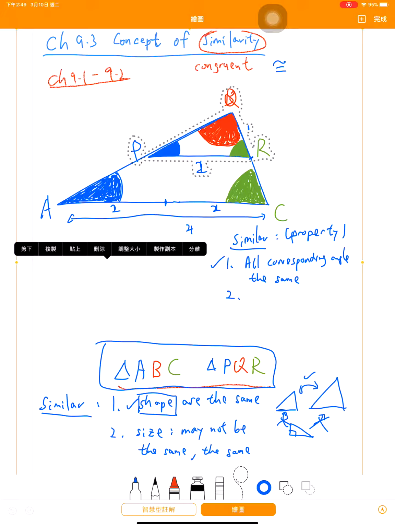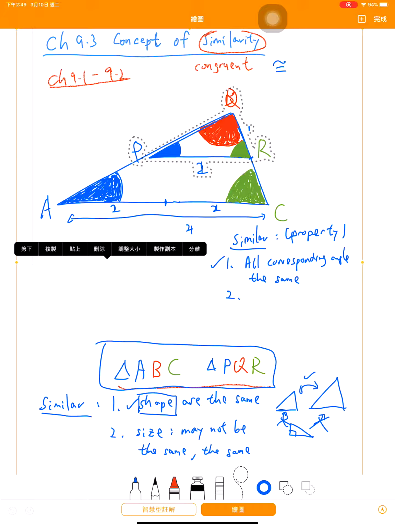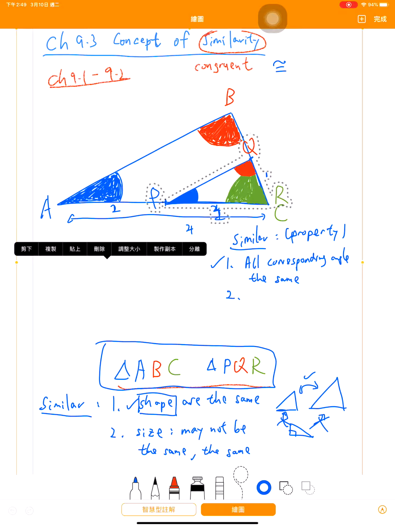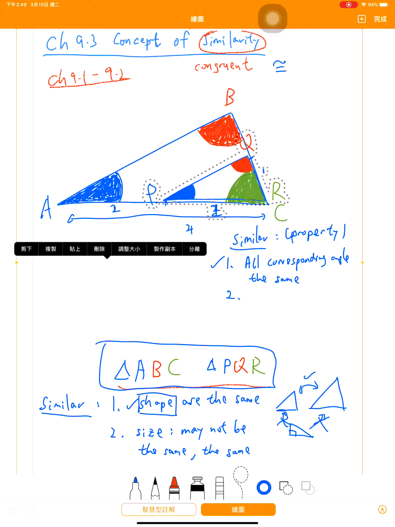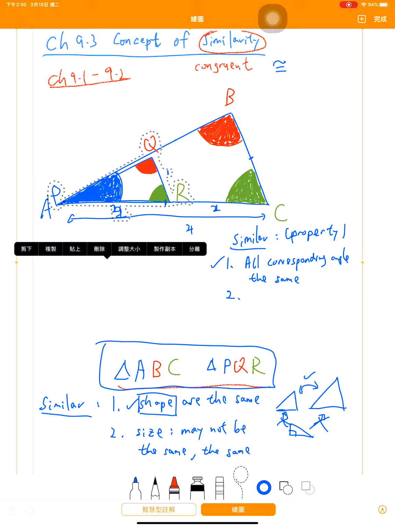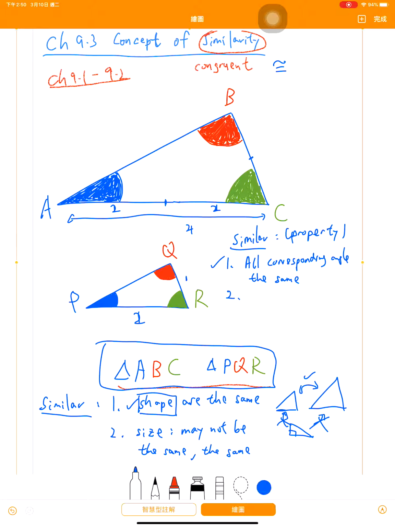Oh, beautiful. You can see, right? QR is just 1/2 of BC, or you may say BC is 2 times QR, right? For PR also 1 times, 2 times. And then how about PQ? I think it's also the same.